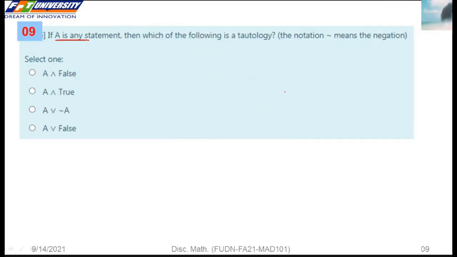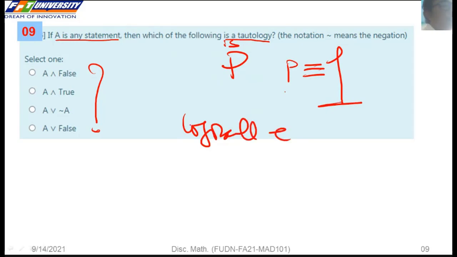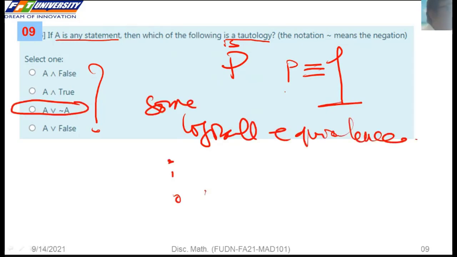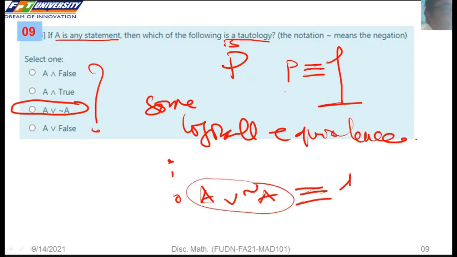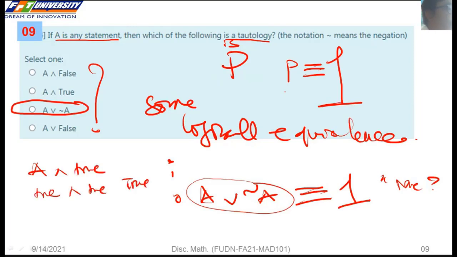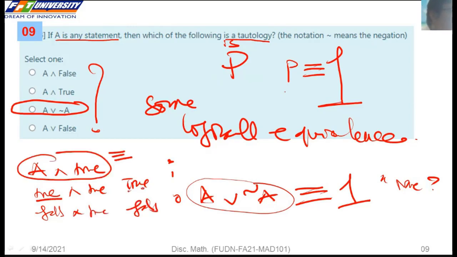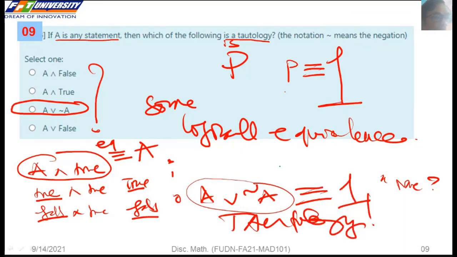The next one: if A is any statement, which of the following is a tautology? A tautology means the proposition always has the same value. Do you remember some logical equivalences? A or not A? C, true. If A is true, then true and true is true. If A is false, false and true is false. So A and true is equivalent to A. So we have A or not A. This is a tautology.